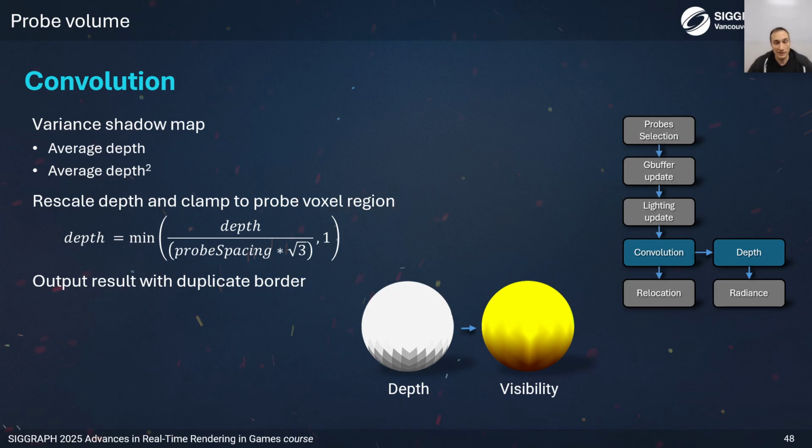The next step is doing the convolution on all the selected probes. First, we're going to compute a variance shadow map from the depth buffer. This will be used to compute weights for the probes when doing interpolation. One interesting point is that we need to rescale and clamp the value between 0 and 1 since we're encoding into 8 bits. But we do this rescaling and clamping before computing the average depth and average depth square. This helps reduce some leaks in some cases, for example, in corners of rooms.